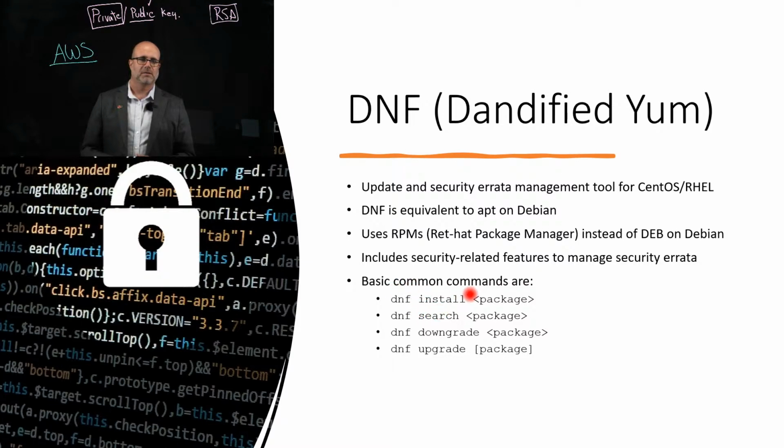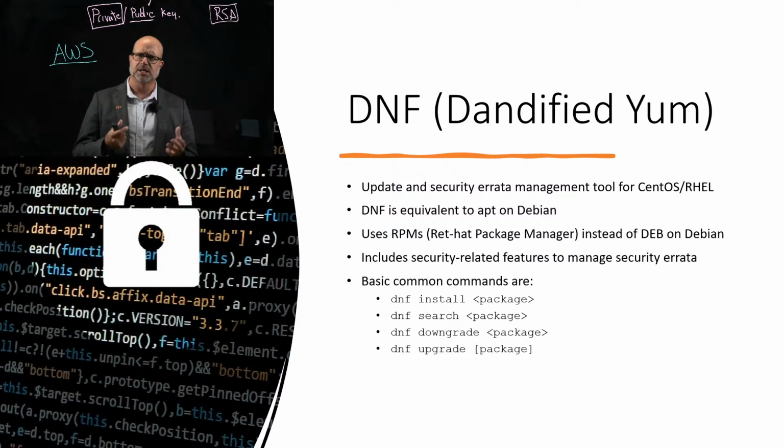It includes security-related features to manage security errata, and the basic common commands are the following. DNF install to install a package. DNF search to search for a package. So you can type DNF search SSH, and it will return all the packages that have SSH in its name. You can type DNF downgrade to go to a previous package.